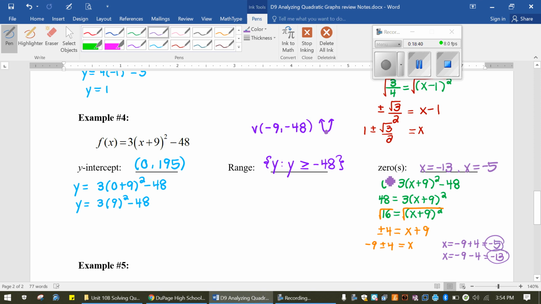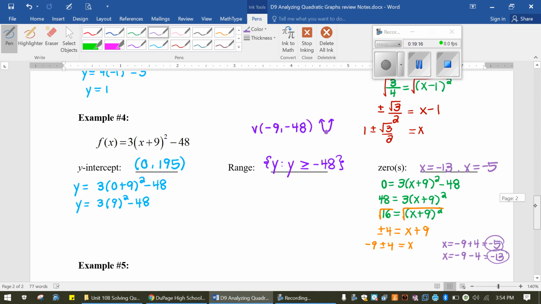And then for the last part of this question, your zeros, that means when you have your function equal to 0, so you're solving for x. So again, using the square root property: add 48 to both sides, divide by 3, take the square root of both sides. And unlike example number 3, we have a perfect square here. Then we need to solve for x, so we need to subtract 9. And you don't want to leave your answer as negative 9 plus or minus 4. You actually want to find out what both of those answers are. So negative 9 plus 4 gets us negative 5, and negative 9 minus 4 gets negative 13.